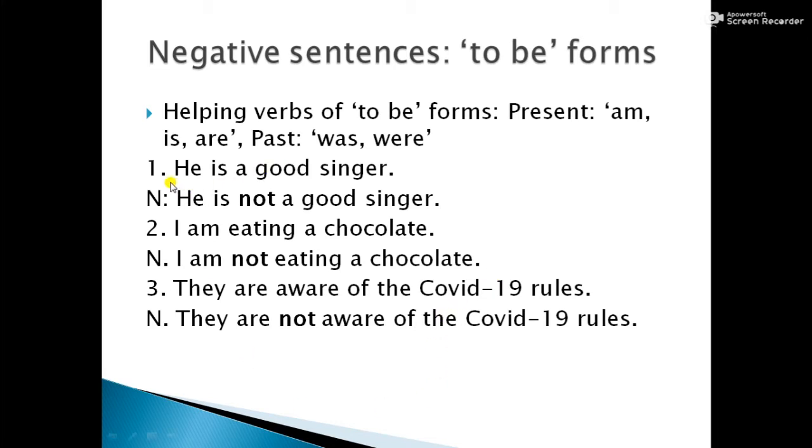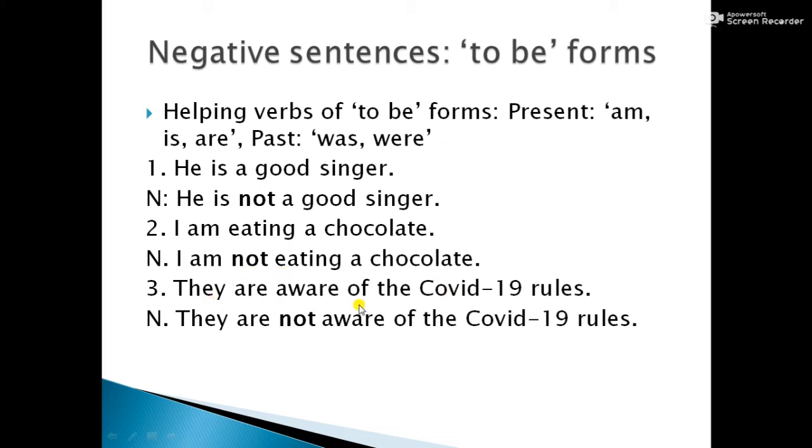For example, the first example is, he is a good singer. So here is a form of to be, right? Then the negative sentence is, he is not a good singer. So not is added after the helping verb is. Second sentence, I am eating a chocolate. The negative sentence would be, I am not eating a chocolate. So after am, not has been added.